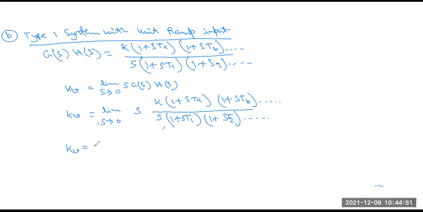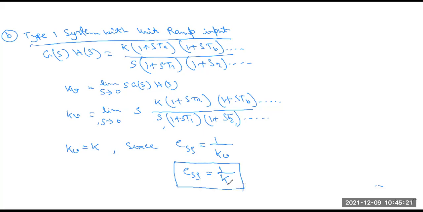Is it clear? So now we know that Kv, the velocity constant, is equal to K in that equation. The steady state error equation is 1 by Kv. So here Kv equals K, that means ESS is equal to 1 by K. So this is basically the expression of the type 1 system with unit ramp input functions. Is it clear?